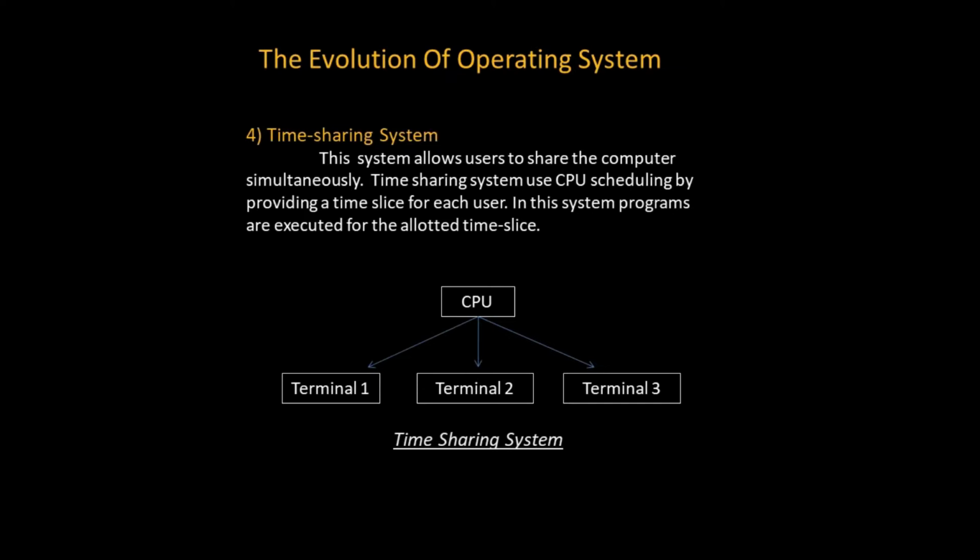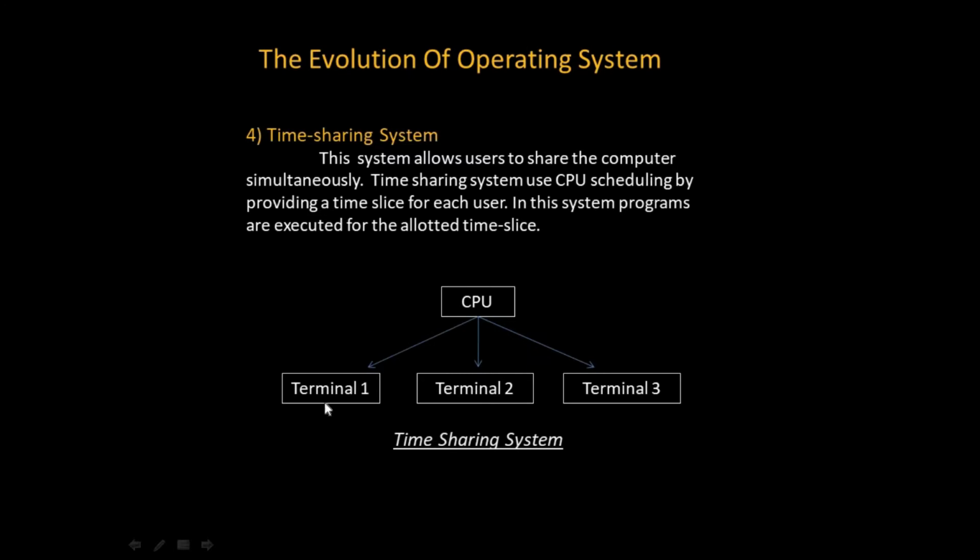This system allows users to share the computer simultaneously. Time sharing systems use CPU scheduling by providing a time slice for each user. In this system, programs are executed for the allocated time slice. So, like in this diagram here, this is a diagram representing the time sharing system. So here we will see that we have various terminals representing each user, 3 users, terminal 1, terminal 2, and terminal 3. So the CPU allocates time equally to each of these terminals.